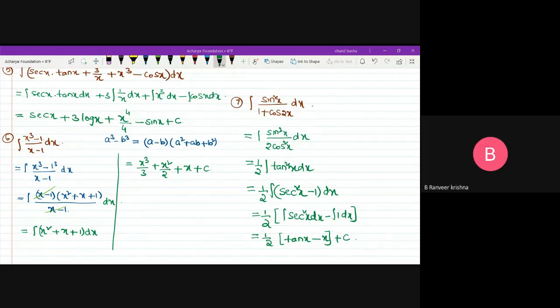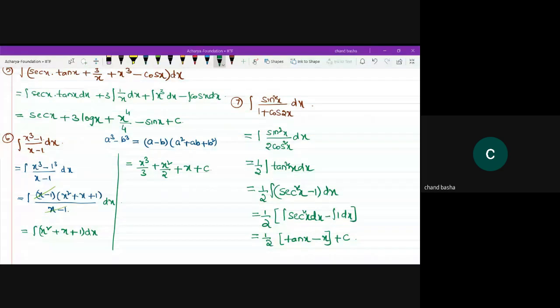Sir, I have a doubt. Yes, Ranveer. Yes, sir. I didn't understand how integral secant square x minus 1 into dx became integral secant square x dx minus integral of 1 dx. Why have I written tan square x as secant square minus 1? Do we have any formula for integral tan square?